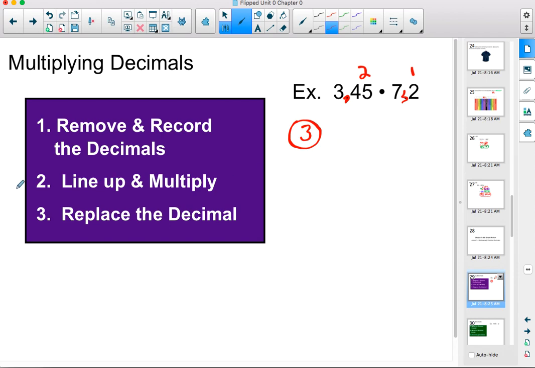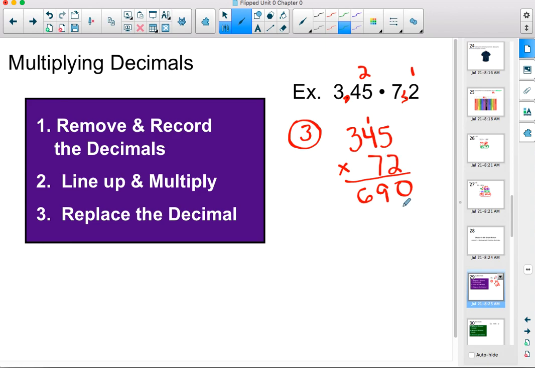Step 2, line up and multiply. Line up means I'm putting the 345 on the top. Remember, I have removed the decimals. So that's no longer 3 and 45 hundredths. It's 345. This is no longer 7 and 2 tenths. It's 72. So we're just going to treat this like a multiplication problem for two whole numbers. Now we multiply. 2 times 5 is 10. 2 times 4 is 8, plus 1 is 9. 2 times 3 is 6.